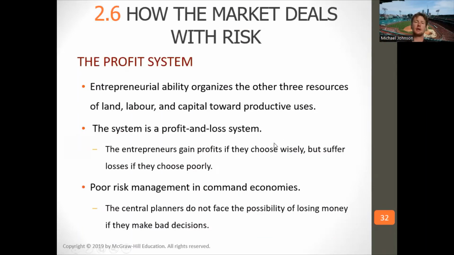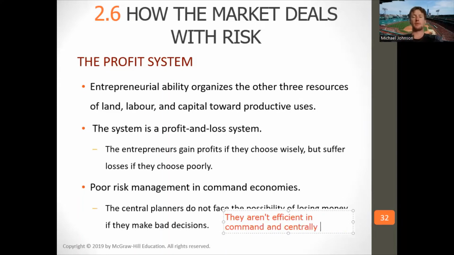And then the profit system: entrepreneurial ability organizes the other three resources of land, labor, and capital towards productive uses. So entrepreneurs gain profits if they choose wisely, but suffer losses if they choose poorly. And then command economies, the problem is there's not a lot of good risk management in command economies. So the central planners do not face the possibility of losing money if they make bad decisions. So the problem is they're not efficient. They aren't efficient in command and centrally planned economies.